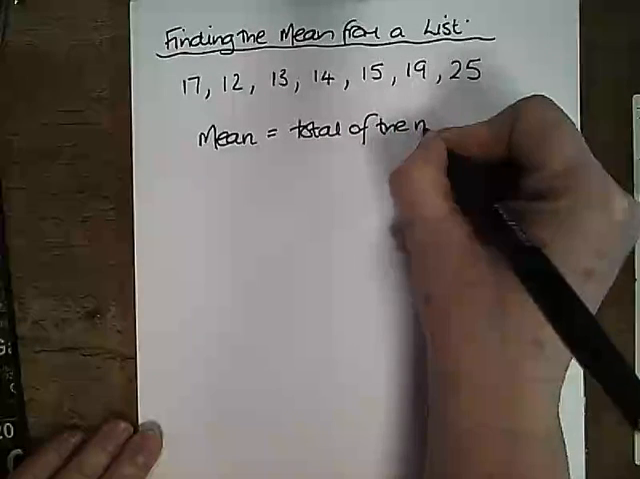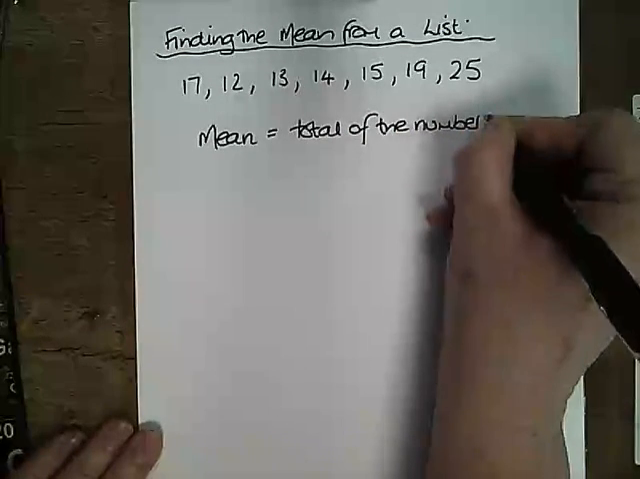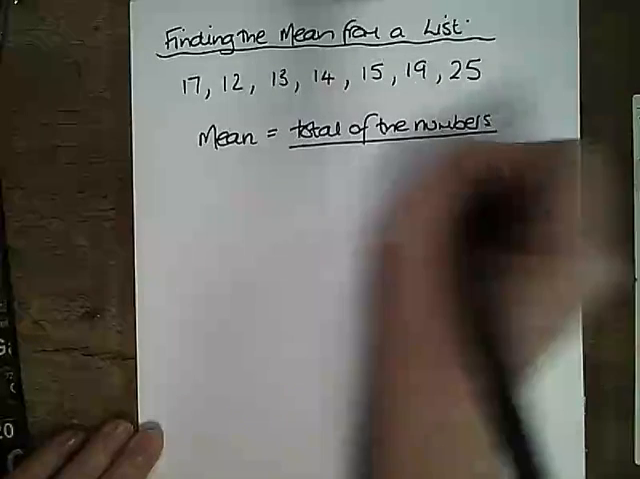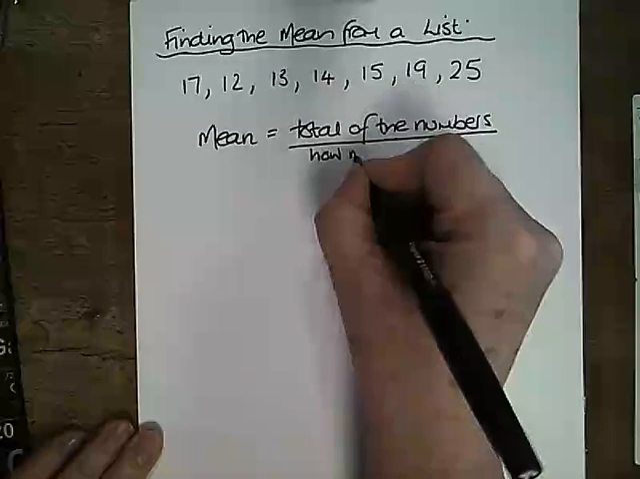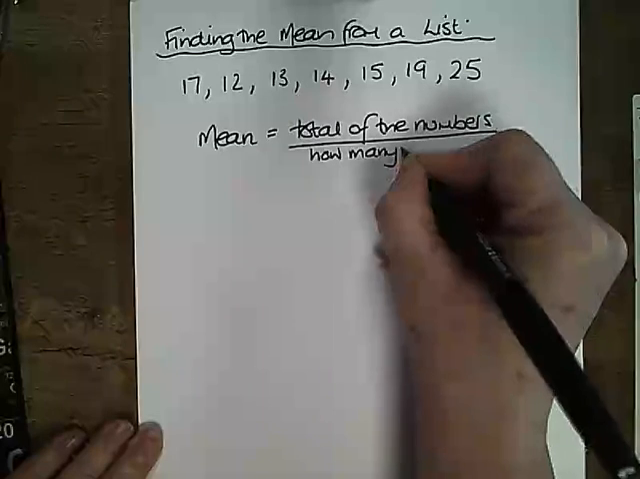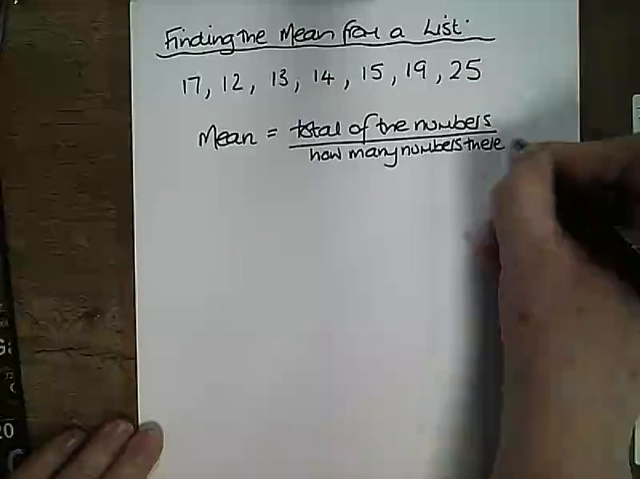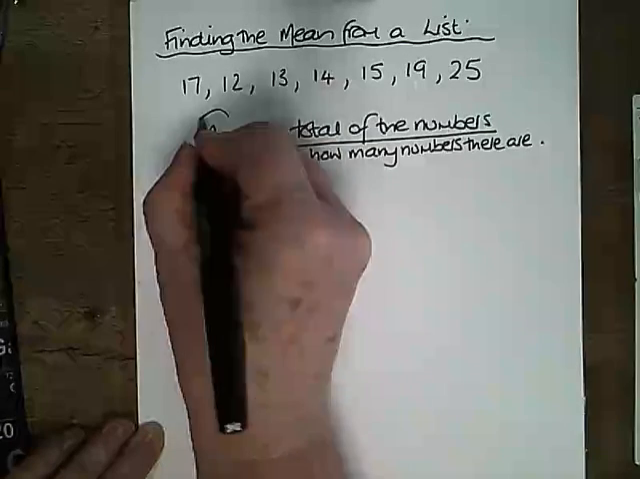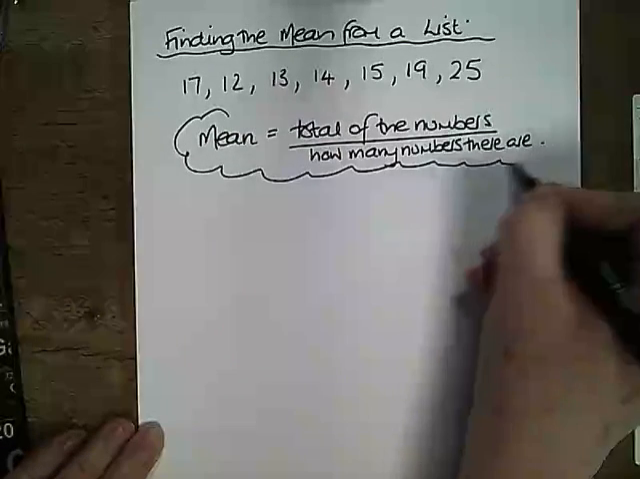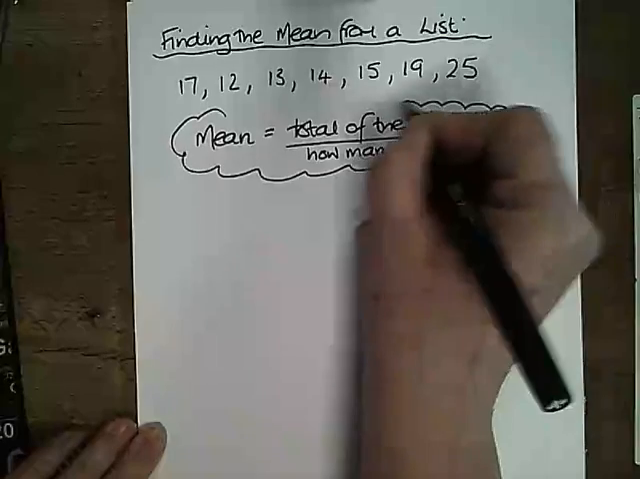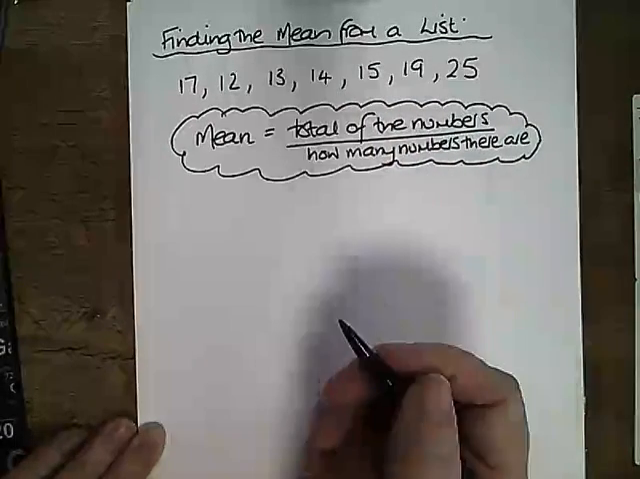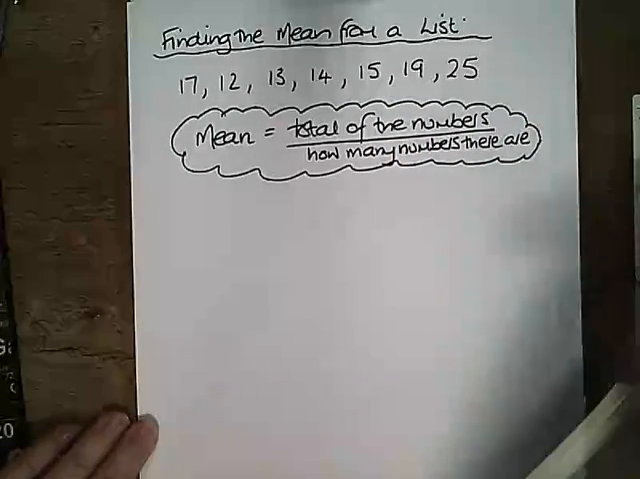of the numbers and dividing by how many numbers there are. Okay, and that is always the same way that we find this average called the mean. So let's add up these numbers using our calculator.